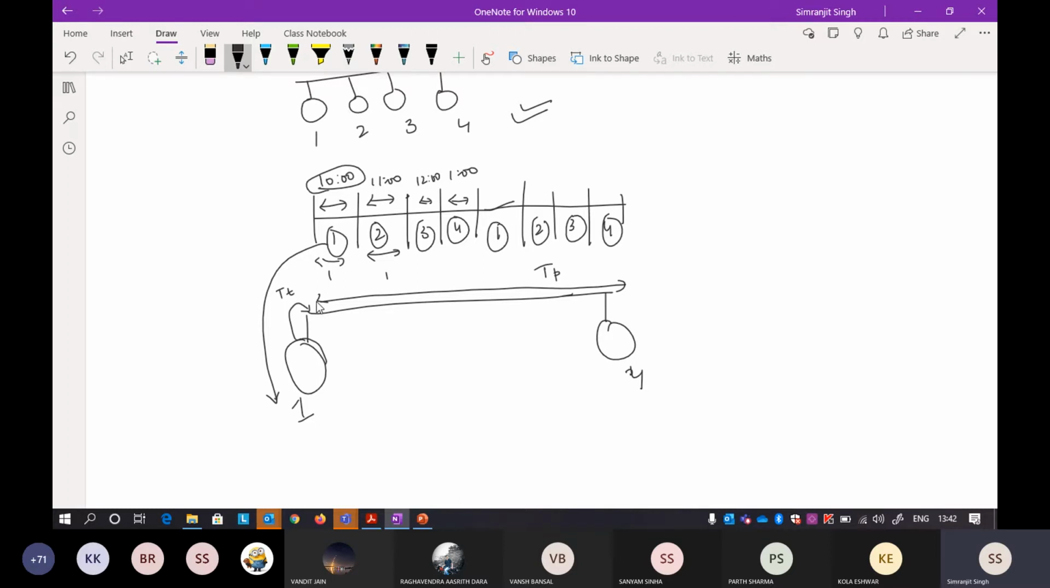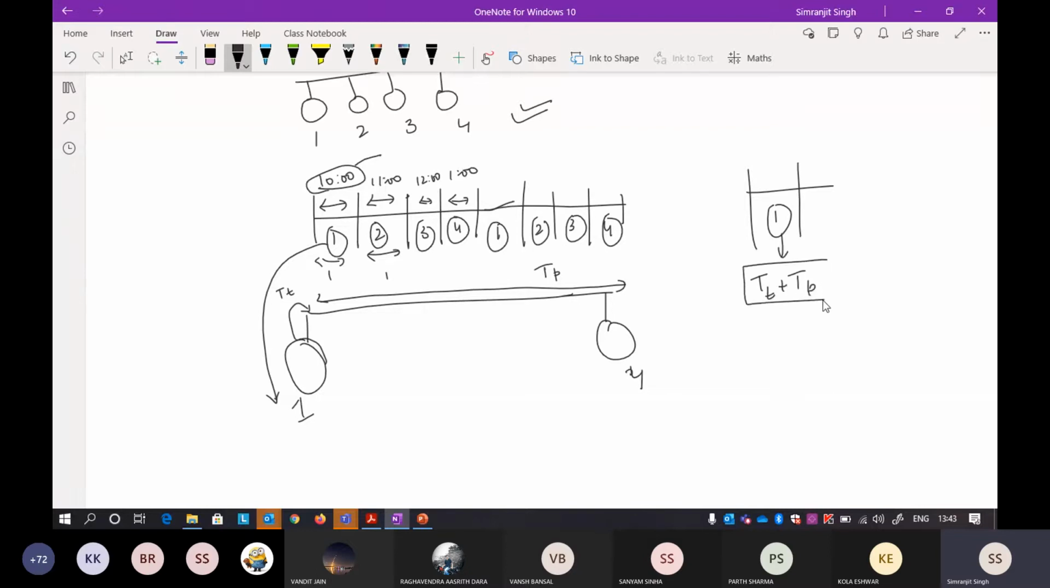by station one, such that it transmits the packet and the packet reaches the end station. At least that much amount of time I have to have. So now I can say that the slot time given to one should at least be TT plus TP.